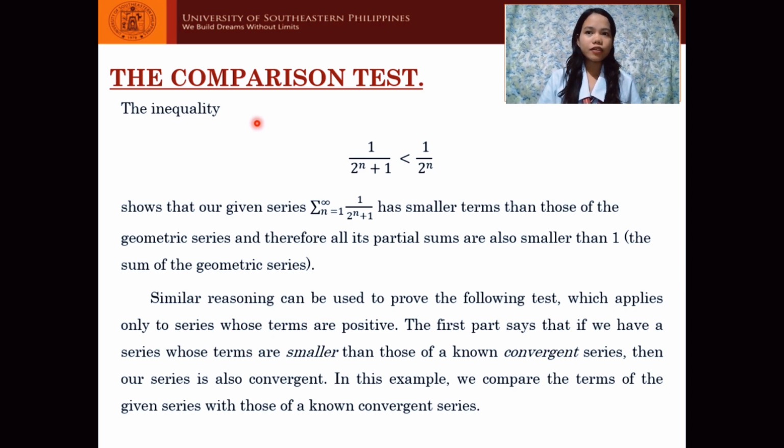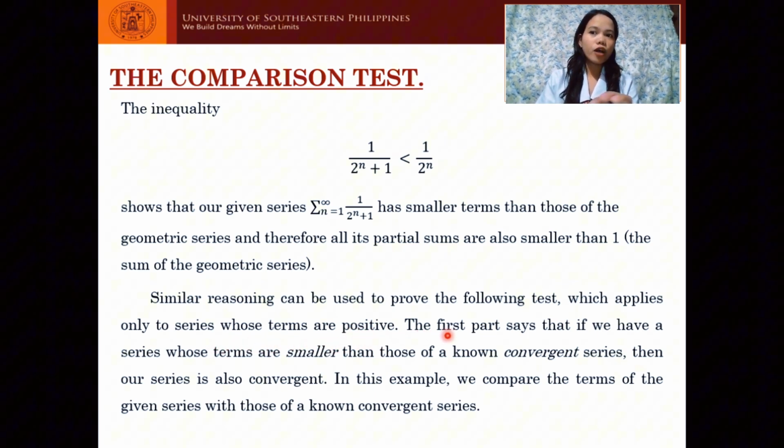This shows that our given series, the summation of 1 over 2 raised to the power of n plus 1 ranging from 1 to infinity, has smaller terms than those of the geometric series. And therefore, all its partial sums are also smaller than 1, the sum of the geometric series, right? So, similar reasoning can be used to prove the following test, which applies only to series with positive terms, meaning that this comparison test can be applied to infinite series of positive terms.